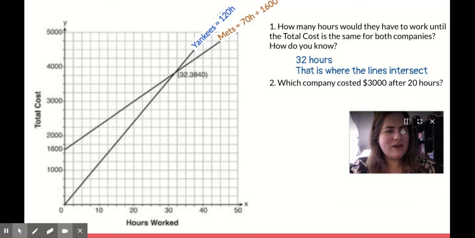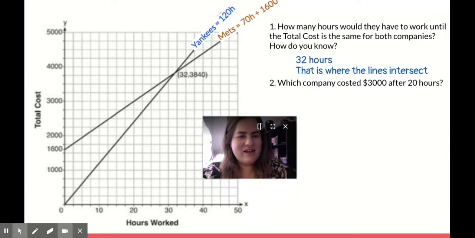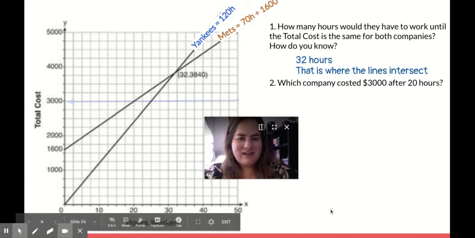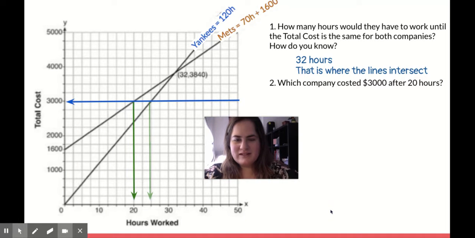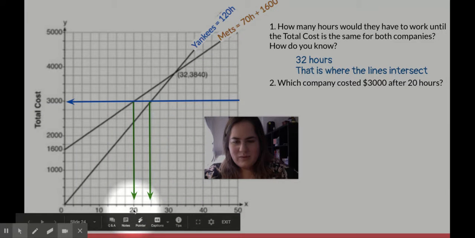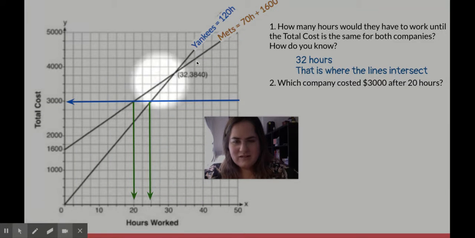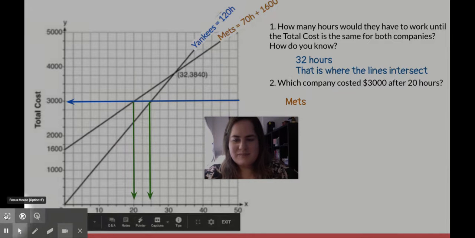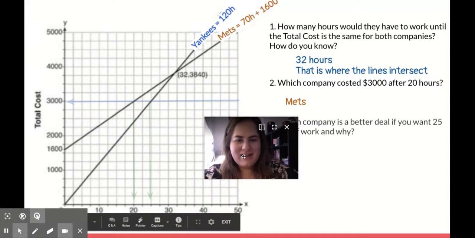Okay, which company costed $3,000 after 20 hours? Here's how you do that. You draw your line at 3,000. Look to see which company is at 20. Well, I look at my 20 here. That's for that line right there. Go up to my Mets. So I'm going to say Mets. Okay, last one.